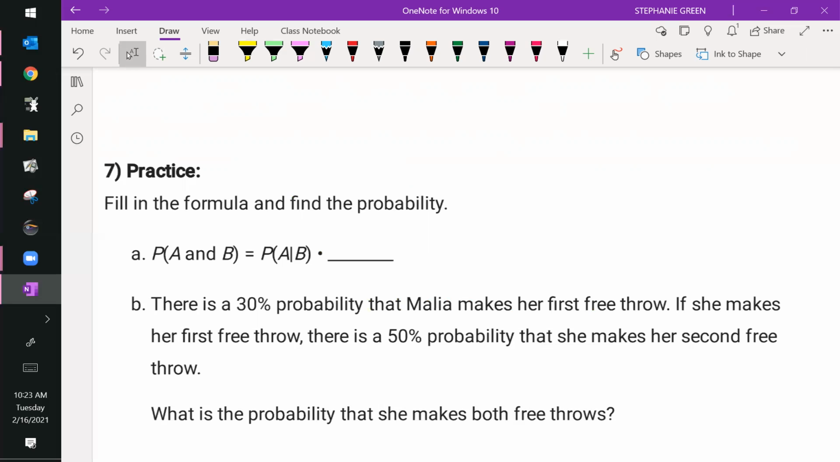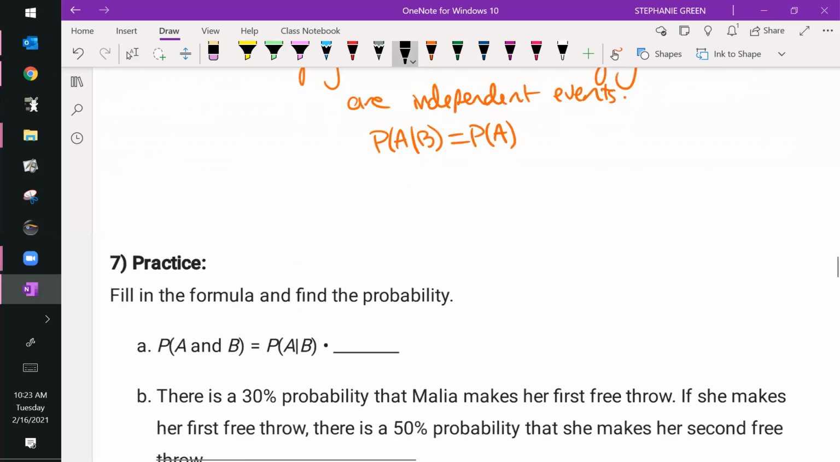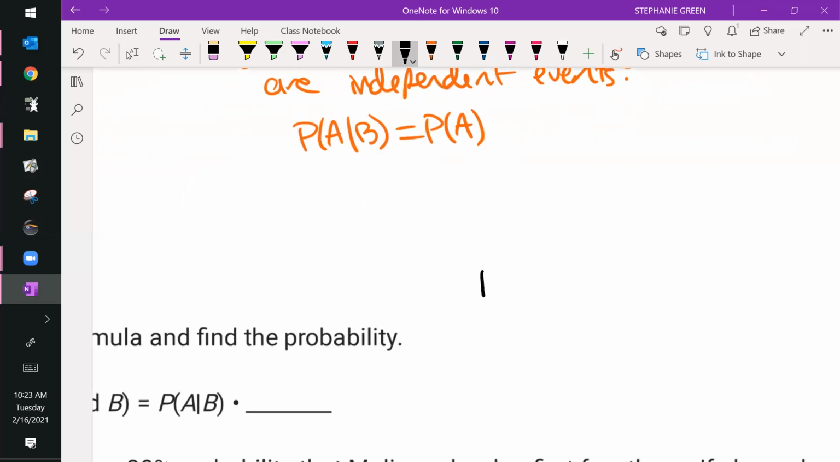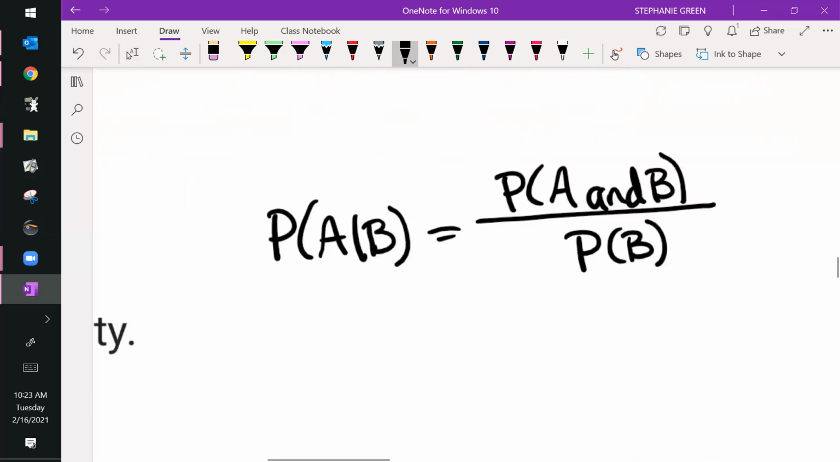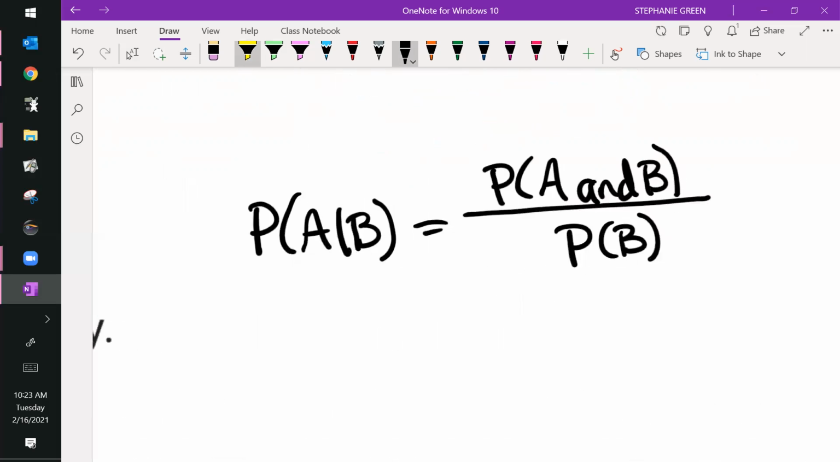All right, so for this next part here, we're going to go back to the formula that we had on the last page. For dependent events, the probability of A given B was equal to the probability of A and B divided by the probability of the condition, B. So now we know we like these formulas. We can use these formulas to calculate probabilities with limited other numbers, basically. So we can actually use this in the next section.